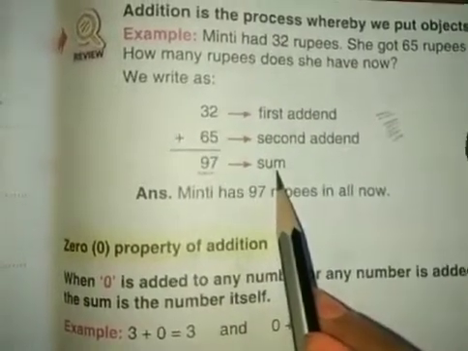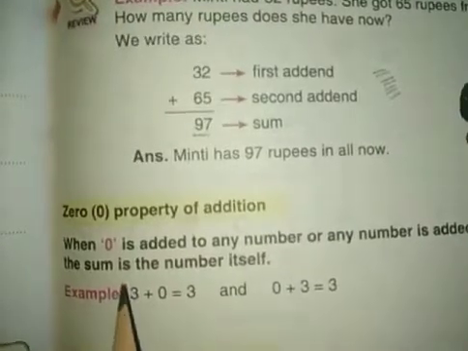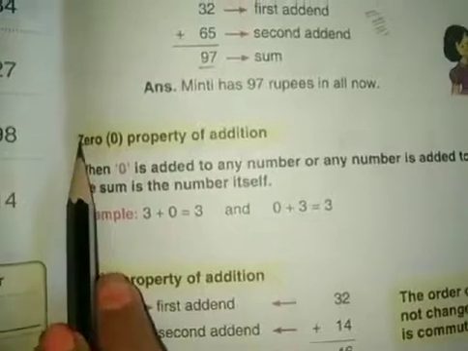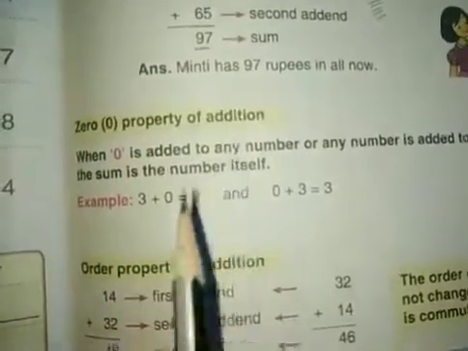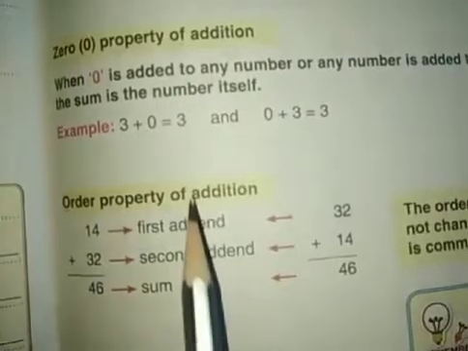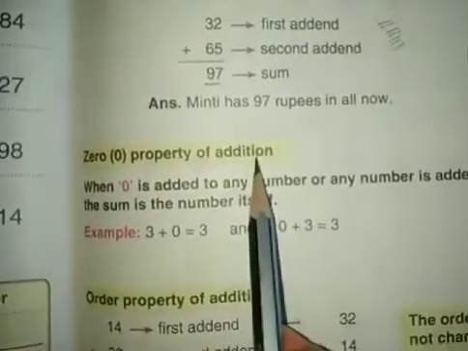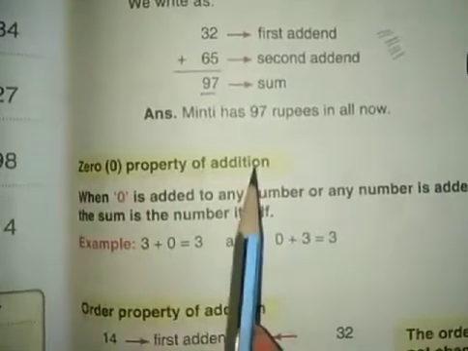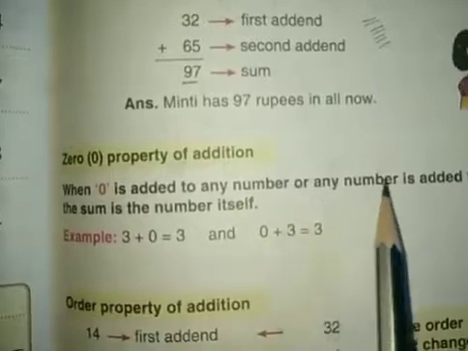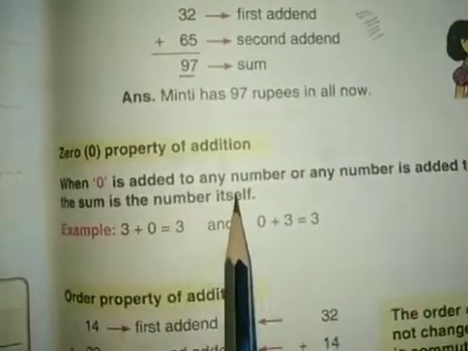Now we'll see the properties of addition. There are mainly two properties of addition. The first one is the zero property of addition, and the second is the order property of addition. First we'll see what the zero property of addition is. Zero property of addition means when 0 is added to any number, or any number is added to 0, the sum is the number itself.